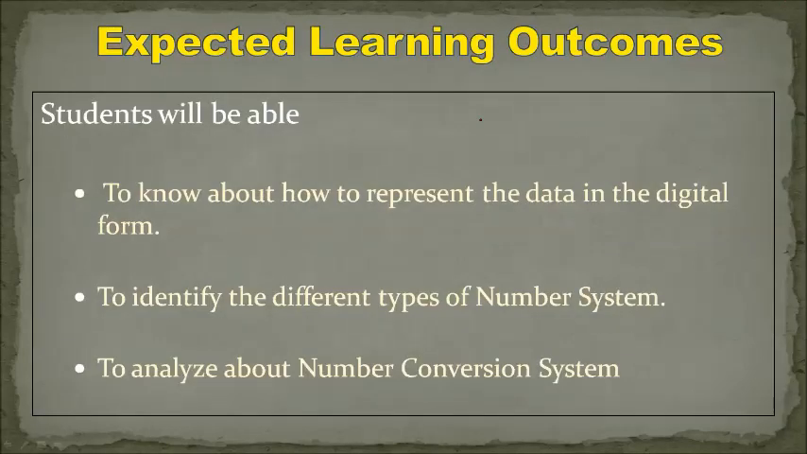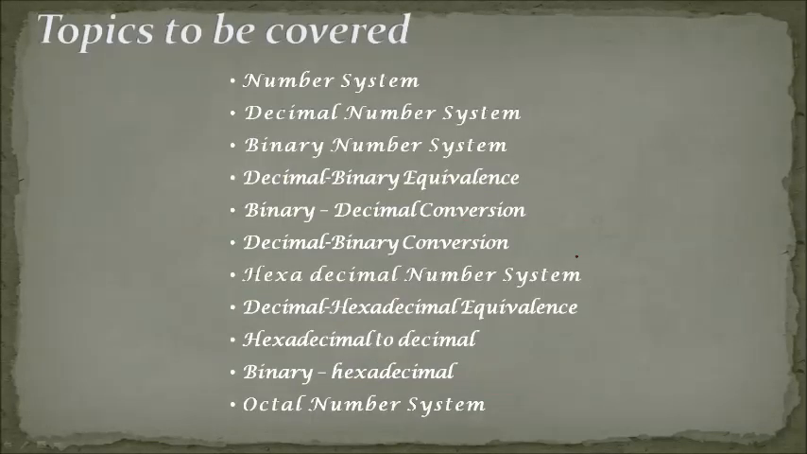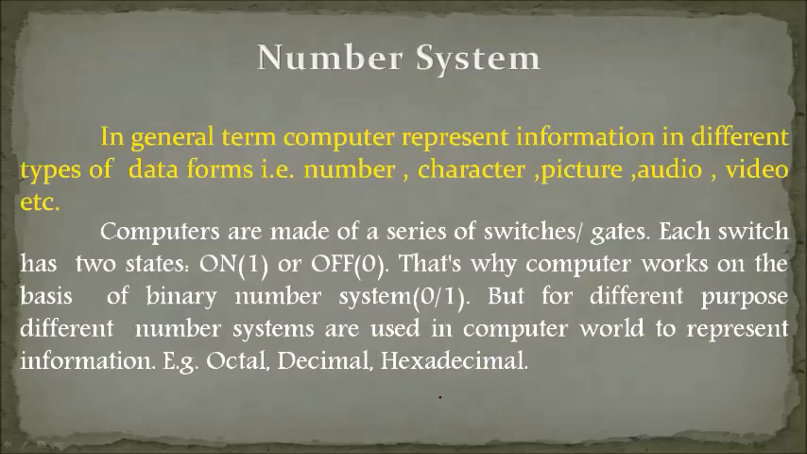At the end of this session, you will be able to know how to represent data in a digital form, how to identify different types of number systems, and to analyze number conversion systems. Topics to be covered in this session: what is a number system, decimal number system, binary number system, decimal binary equivalence, binary decimal conversion, hexadecimal number system, decimal to hexadecimal equivalence, hexadecimal to decimal, binary to hexadecimal, octal number system.